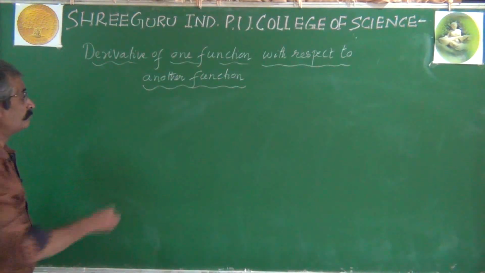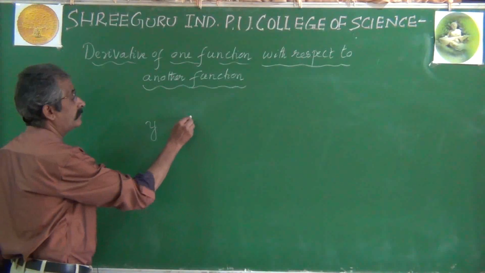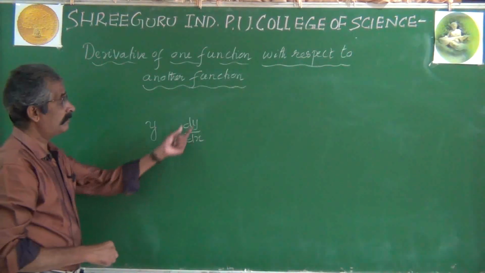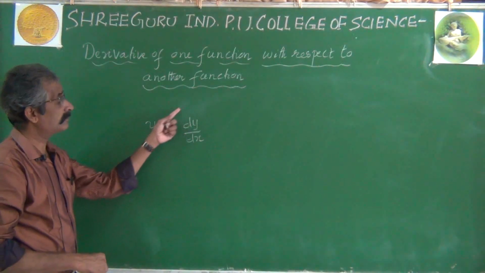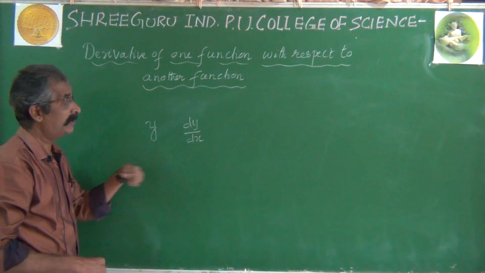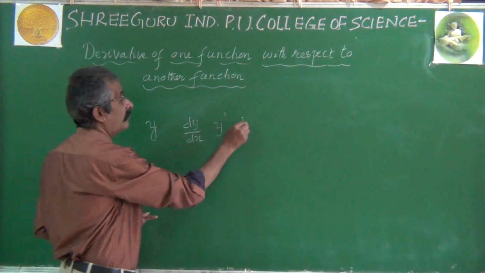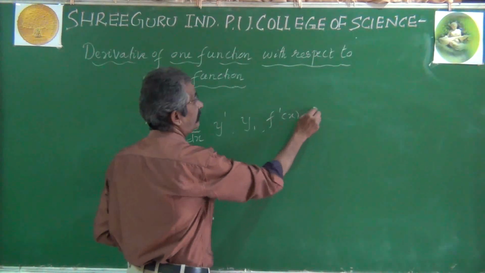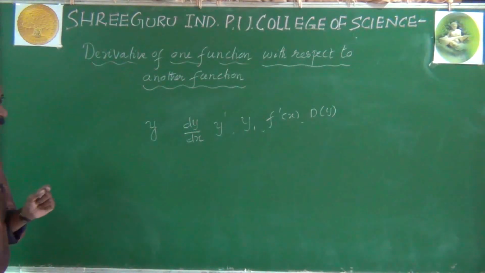So far what we have seen, we are given a function y and we know how to find dy by dx, nothing but what is called the derivative of y function with respect to variable x. It is called the differential coefficient of y with respect to x, and whose various notations are like y dash or y1 or f dash of x or capital D of y, etc. All these things you have already noted in your mind.